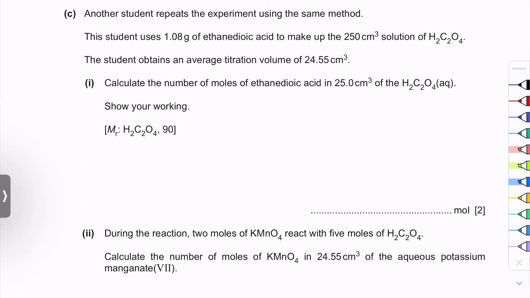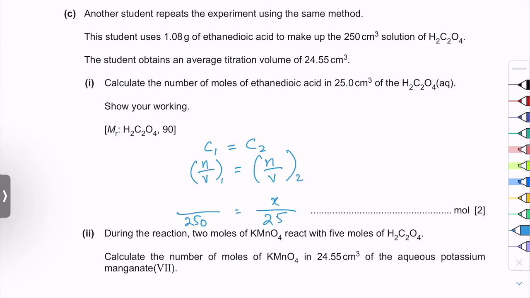So the concentration of the first one is equal to the concentration of the second one. So what is concentration? Number of moles over volume. In the first one, it is equal to number of moles over volume in the second one. Okay? Now let's see. In the first one, the volume is 250. In the second one, the volume is 25. The number of moles in the second one we do not know. In the first one, what is the number of moles? What are moles? Mass over MR.